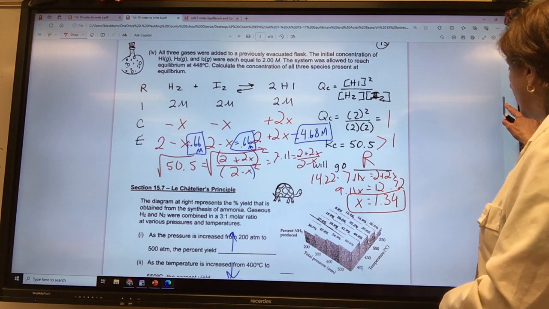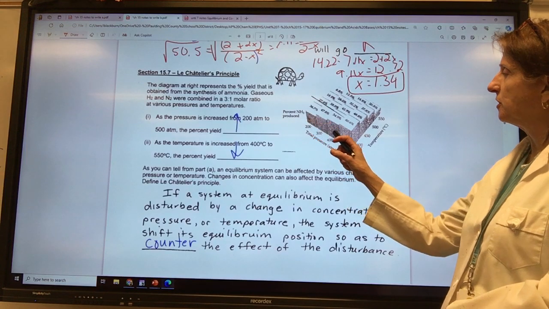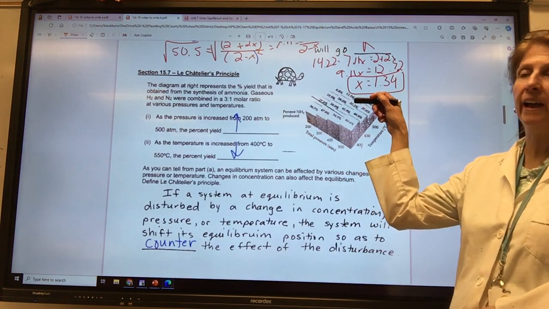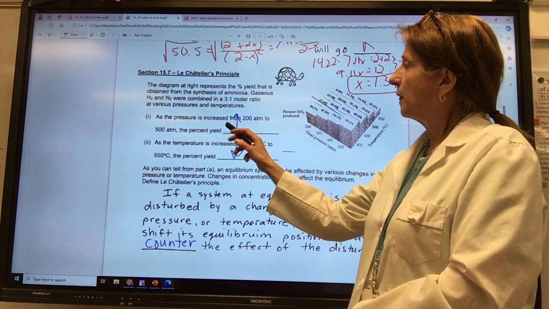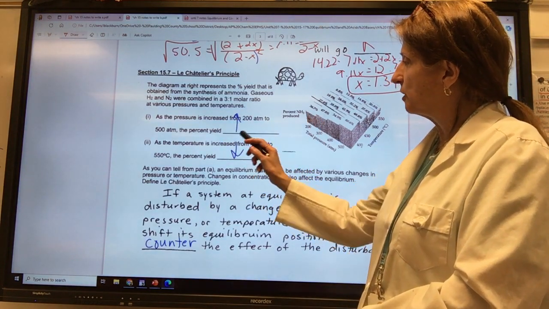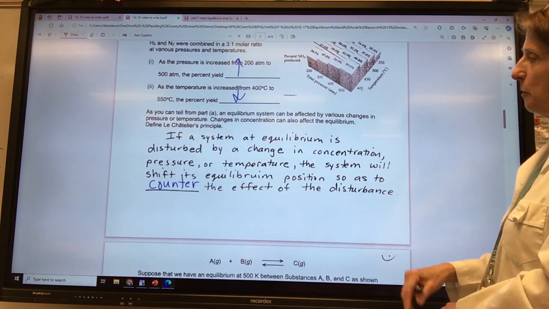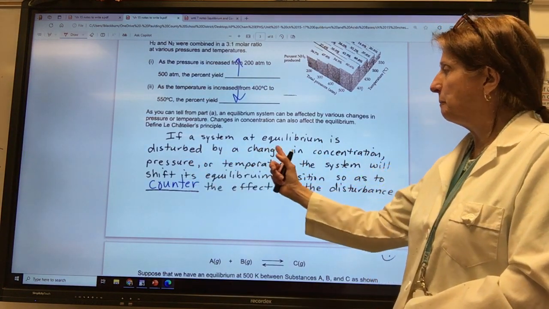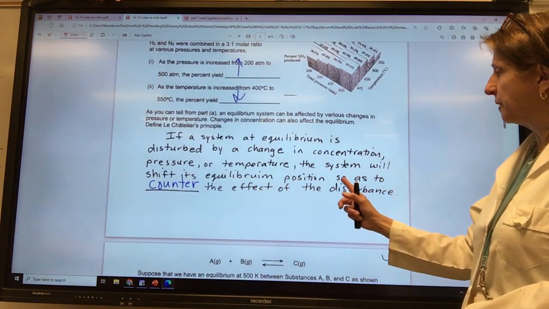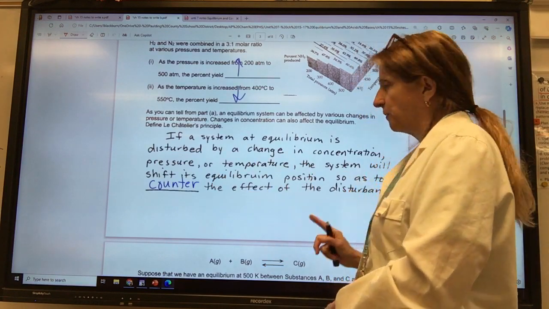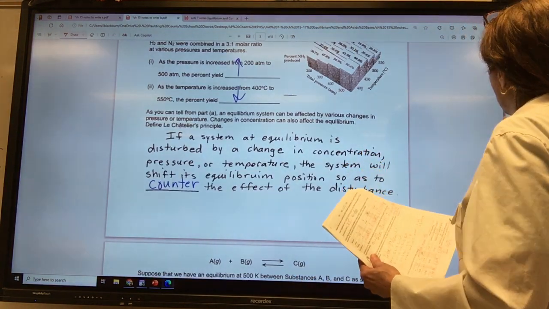Okay now? All right. So what is Le Chatelier's principle? We have a little illustration of it, that as pressure increased, yield increased. Do you see that? And as temperature increased, yield decreased. And this is what he noticed. And in summing it up, if a system at equilibrium is disturbed by a change in concentration, pressure, or temperature, the system will shift its equilibrium position so as to counter the effect of the disturbance. Okay? Everybody follow that all right? So let's see what that means.